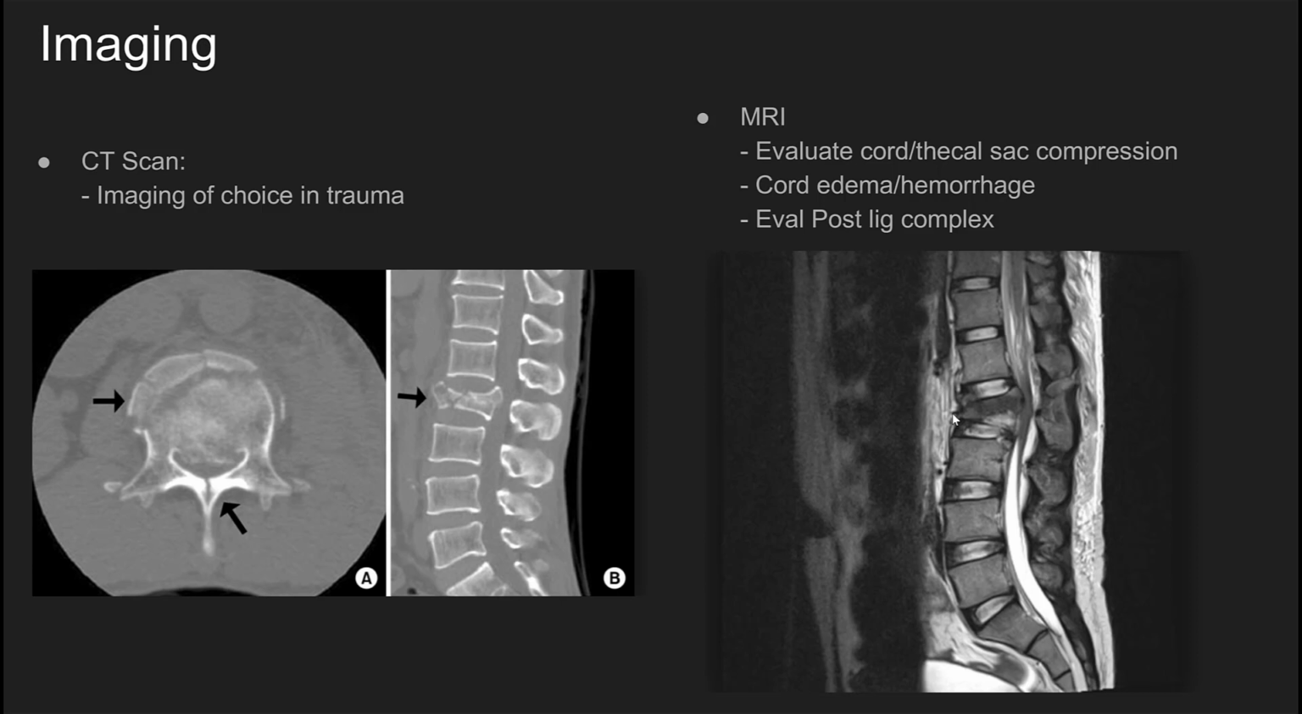But now they have the, what's it called? The spinal cord, what's it called? The cord compression study. The quality on those isn't the best, but they will show you what you need to see.